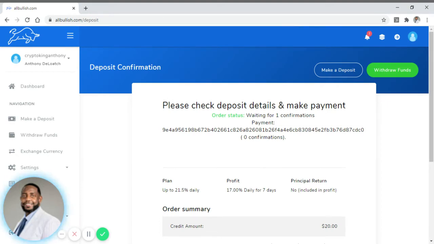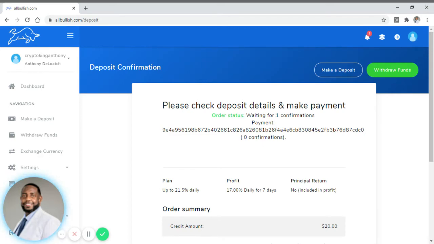Now, what I love about this platform is that you don't have to worry about doing anything else. After this, you have an active deposit. It's already working for you. And then once your deposit is fully received and confirmed, 24 hours from the time of that deposit, you will get paid out your profit, right?